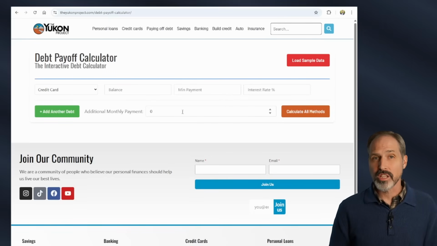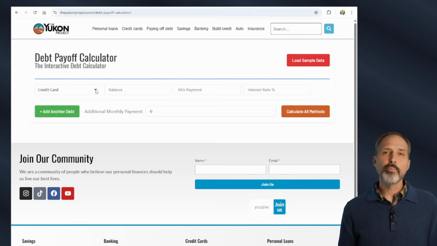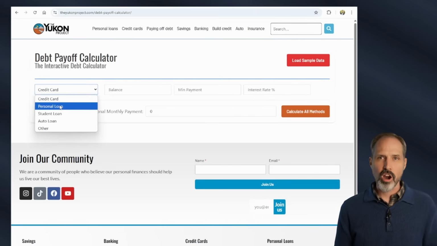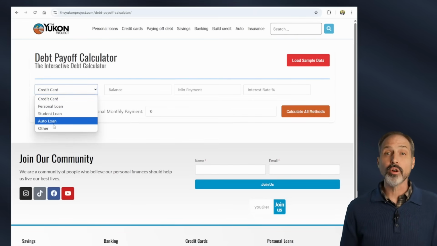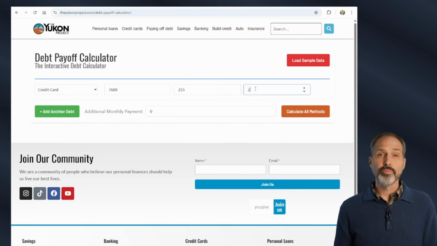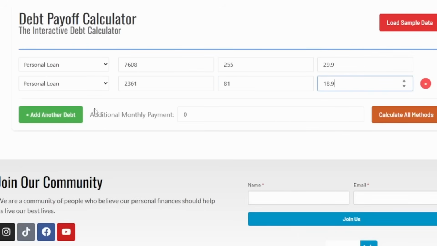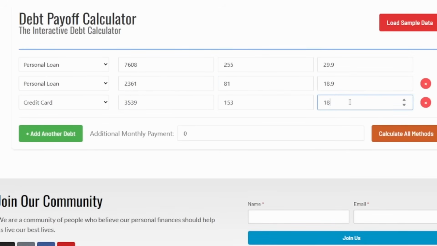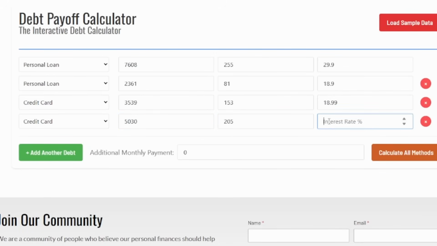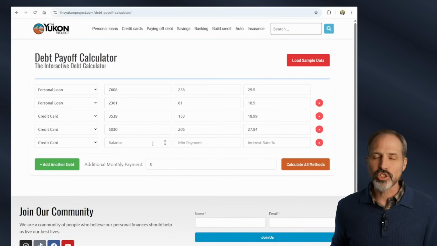Here's the Debt Payoff Calculator. Put in all the debts that you want to include in your debt payoff plan. Debts function differently based on their type, so make sure to classify them properly: credit card, personal loan, student loan, auto loan, or other. Enter the current balance, your current minimum monthly payment, and the interest rate on the loan. Add another debt and another until you have everything in. If you accidentally added an extra line, no problem, just click the X to remove it.